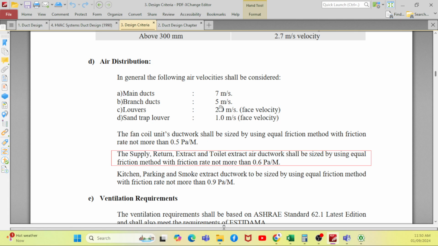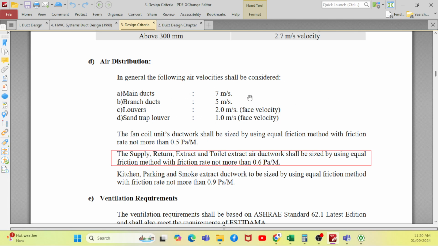Equal friction means that starting from your air intake to the distribution, you keep an equal friction, so that your fan will have better performance. If you have ups and downs, then what will happen? The fan cannot perform properly, right? That is why any engineer, whoever the consultant, used to go with the equal friction method.